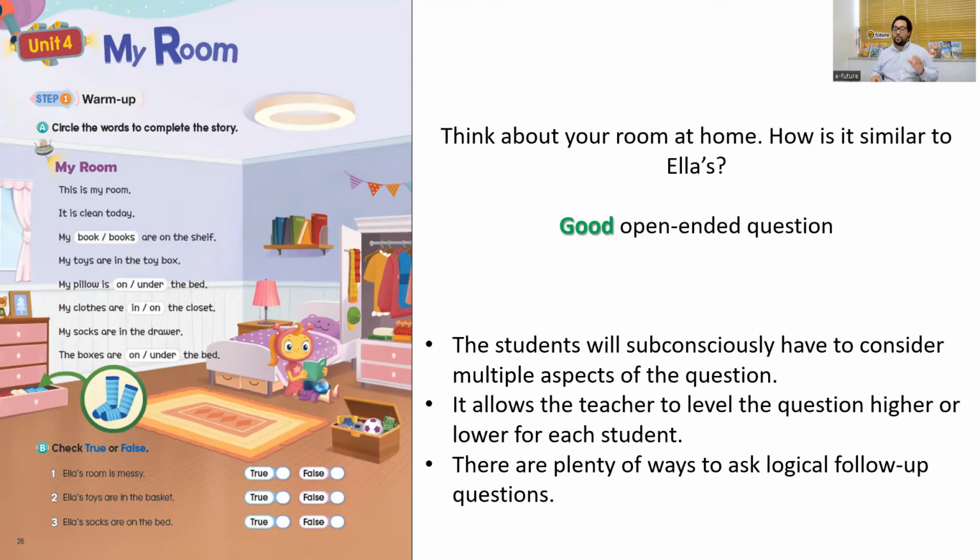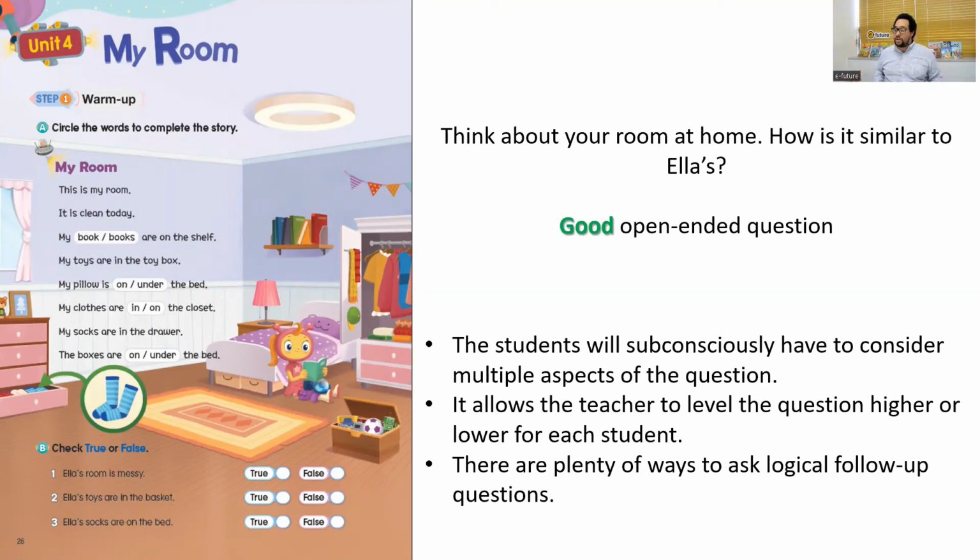And then they'll go, okay, well, Ella has a bed, I have a bed. Ella has books, I have books. And then they can share those things. It allows the teacher to also level the question a little bit. If they're struggling with how is Ella's room similar to my room, you can say, okay, well, what's in your room? And then, do you see a bed in Ella's room? So do both of you have a bed? Things like that. So you can level it down and then level it up as you need.